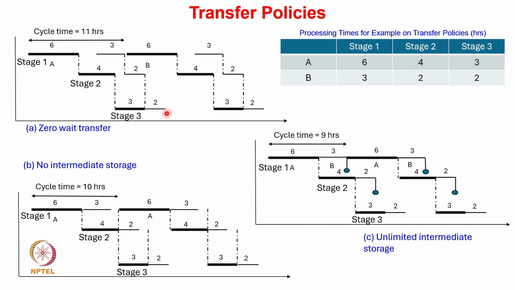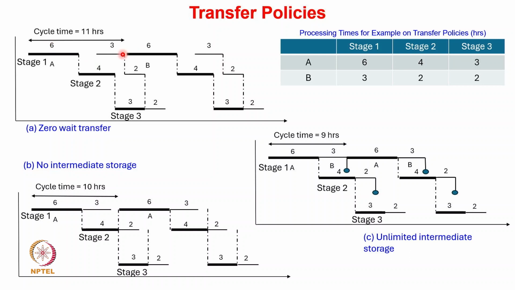So you can see that in this particular case, if I calculate the cycle time for completing both these products A and B, the cycle time here is 6 plus 4, that is 10. So in this case, 6 plus 4 plus 1, I can start the product A again in stage 1 at this particular time. So if I calculate the time here, 6 plus 4 plus 1, that becomes 11 hours. So you can see that the cycle time is 11 hours here.